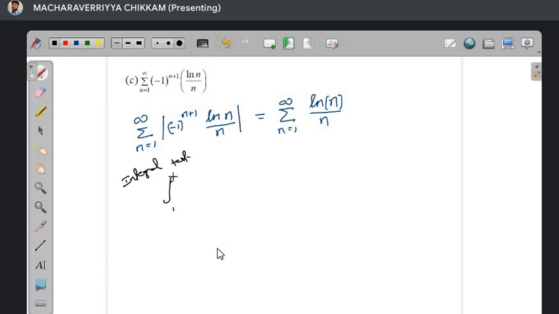So integral 1 to infinity, I'll have ln x over x dx. And the integration is going to be (ln x) whole square by 2, and the limits are from 1 to infinity. Now, are you still staying on the same decision? Absolutely convergent?